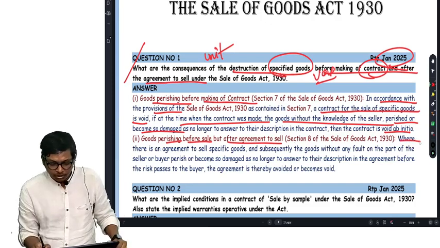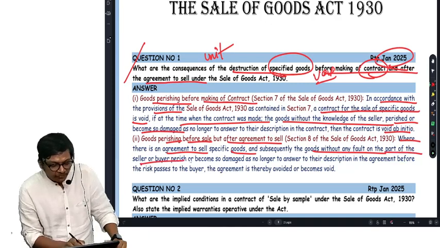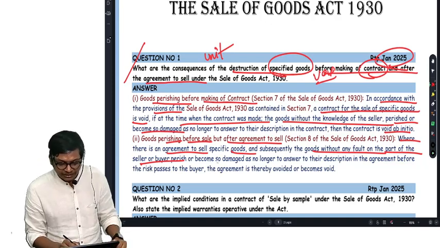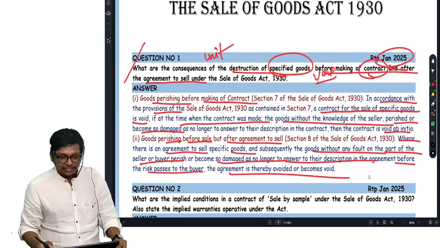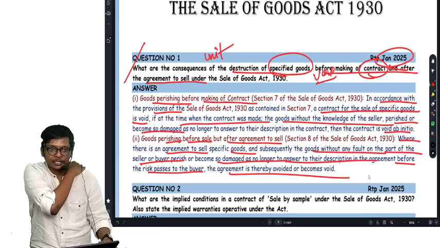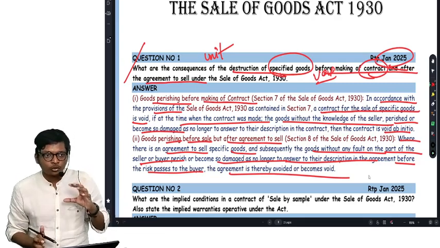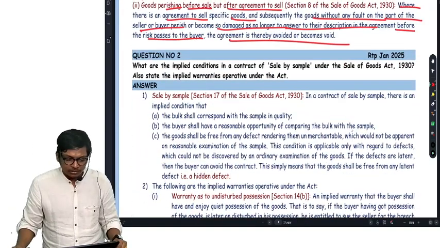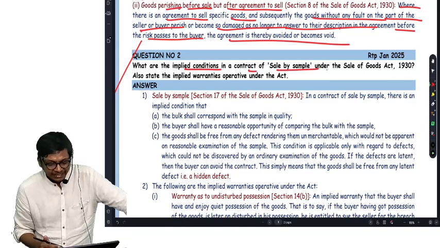No. Where there's an agreement to sell specific goods and subsequently the goods, without any fault of the seller, or flood is nobody's fault, we can't do anything, become so damaged as to no longer answer their description before the risk passes to the buyer, the agreement is therefore avoided, it becomes void. Are you following, guys? So the basic concept: in an agreement to sell, or after the contract, if goods are destroyed, not our fault, it becomes void. Section 7 and 8.